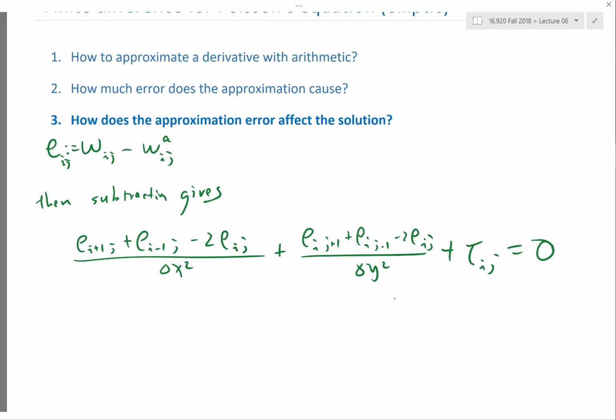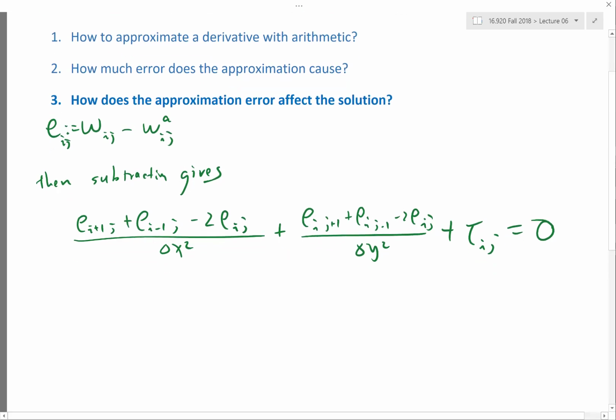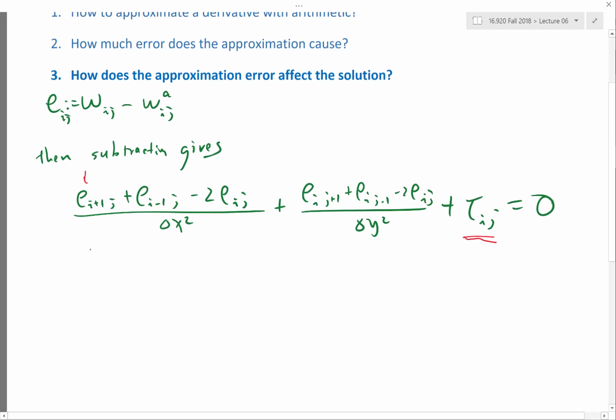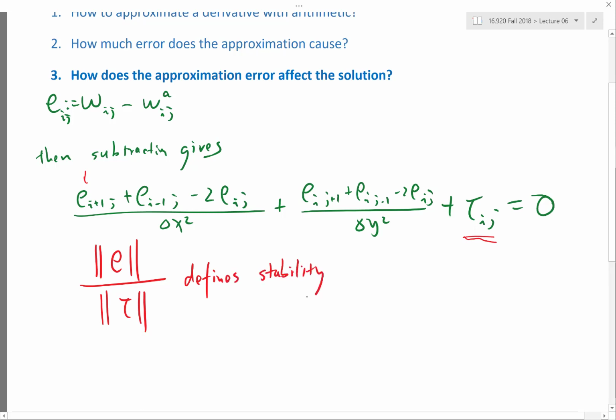Okay, so again, we derive the conclusion that the stability of the differential equation, which in this case is how the magnitude of the right-hand side is going to affect the magnitude of the solution, is stability. Or in some sense, I can define stability as the magnitude of E as a vector divided by the magnitude of tau as a vector. So this defines stability, right?